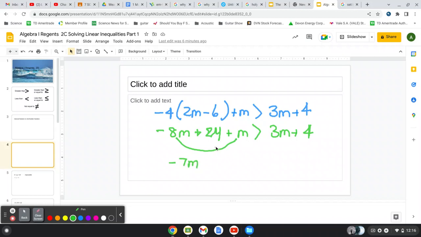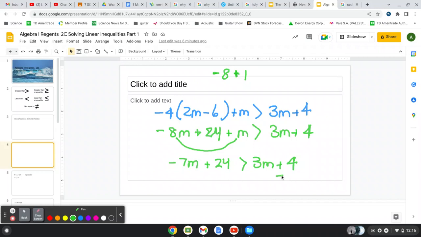Remember, combined like terms you should be familiar with. And if you're not familiar with, there's other videos I have on those. Just remember, you're just thinking of negative 8m plus 1m. Remember, there's always a 1 next to a variable. Right? And if you owe $8, but someone gives you $1, then now you owe $7, right?